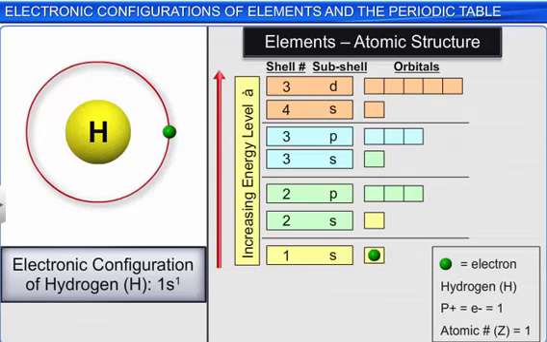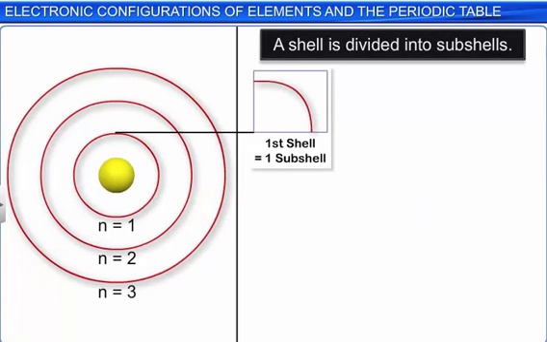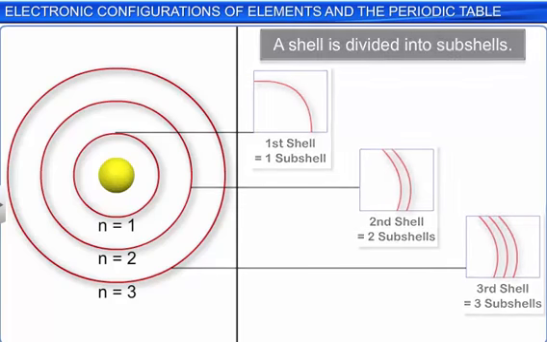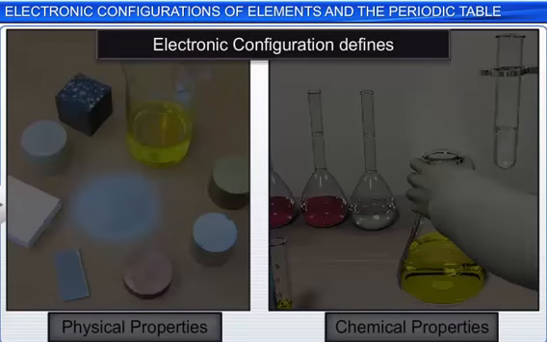The principal quantum number of a shell, n, defines the energy level of an electron and gives its distance from the nucleus. Shells are further divided into subshells. These are s, p, d, and f. The electronic configuration of an atom defines its physical and chemical properties.